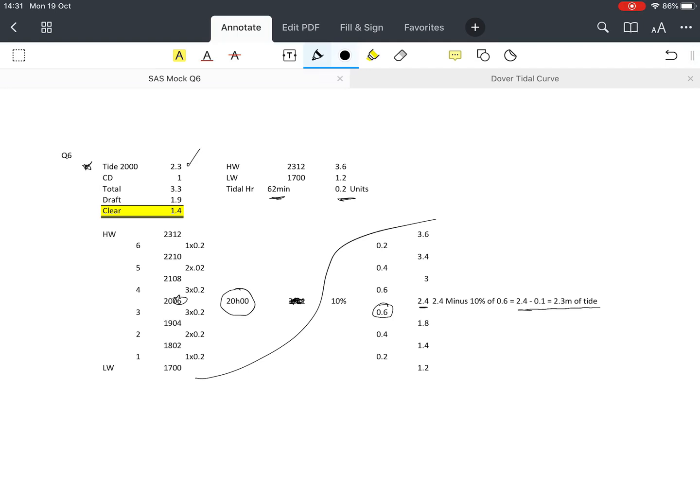So we've got our tide, we've got our charted datum. So we have a total of 3 meters of water. We have a draft of 1.9, therefore we will clear 1.4.